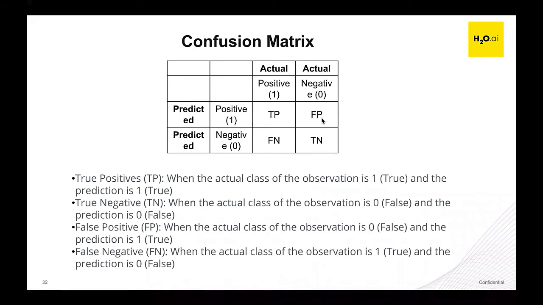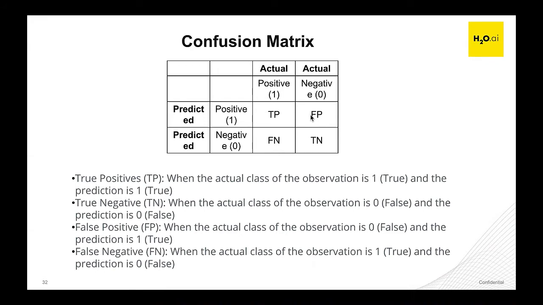Now FP is false positives. So these samples were actually negative, but your model predicted them to be positive. And FN are those samples which were actually positive, but your model predicted them to be negative. Again, we need to make sure that our model minimizes both FP and FN, that's false positives and false negatives. Now, both of them are interrelated. So the more false negatives you have in a model, the fewer false positives, and vice versa.